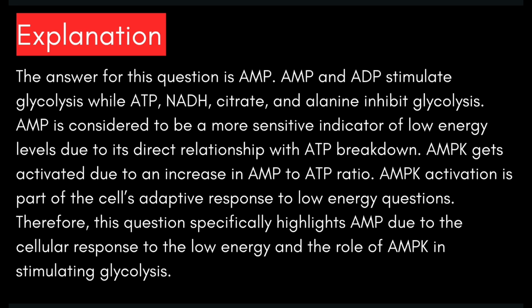AMP is considered to be a more sensitive indicator of low energy levels due to its direct relationship with ATP breakdown. AMPK gets activated due to an increase in the AMP to ATP ratio. AMPK activation is part of the cell's adaptive response to low energy states. Therefore, this question specifically highlights AMP due to the cellular response to low energy and the role of AMPK in stimulating glycolysis. So I hope that makes sense to you guys.